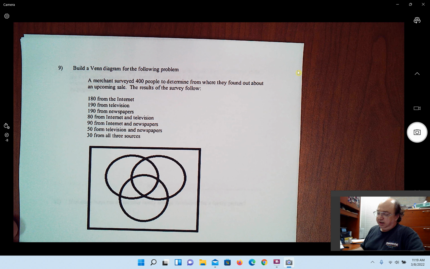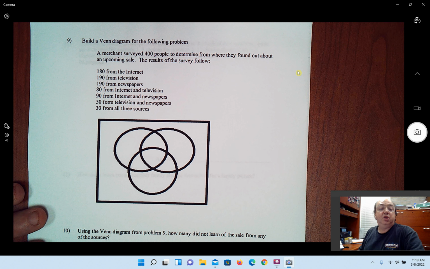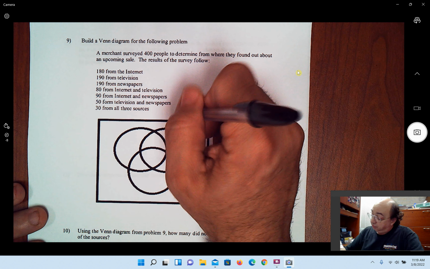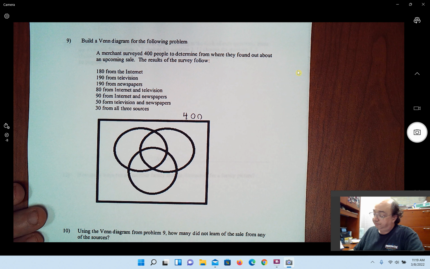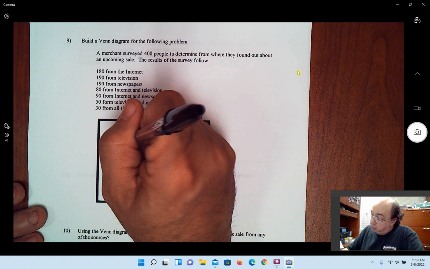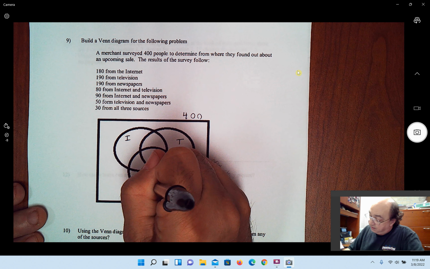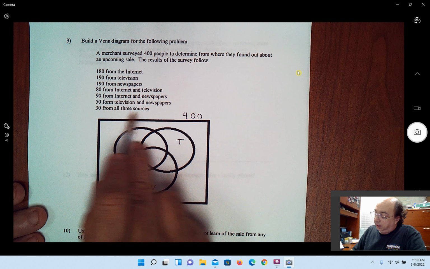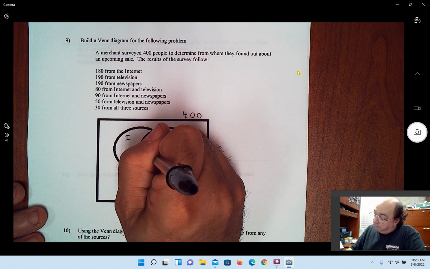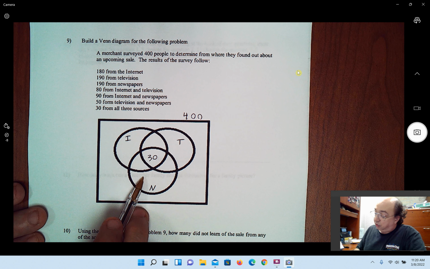All right, number 9, we want to build a Venn diagram for the following. So a merchant surveyed 400 people, so the size of my universe is 400. I need to label my circles. I'm going to call this one Internet, this one television, and this one newspaper. All right, 30 people learned of the sale from all 3 sources. So 30 has to be inside of all 3 circles.